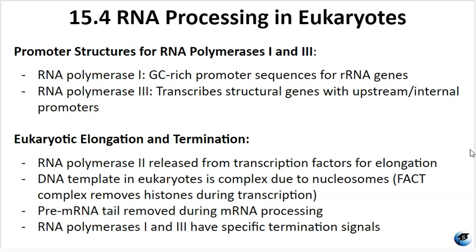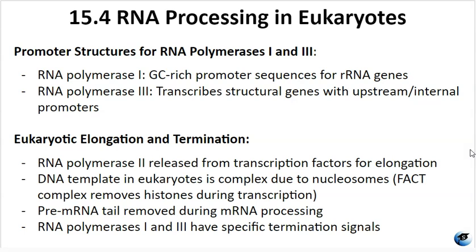Elongation in eukaryotes encounters the challenge, though, of DNA packaging. So during non-dividing phases, eukaryotic genes are tightly packed as chromatin with DNA wound around histone proteins, right? That we remember the nucleosomes. So to proceed with elongation, the transcription machinery relies on the FACT protein complex. FACT helps to remove histones.